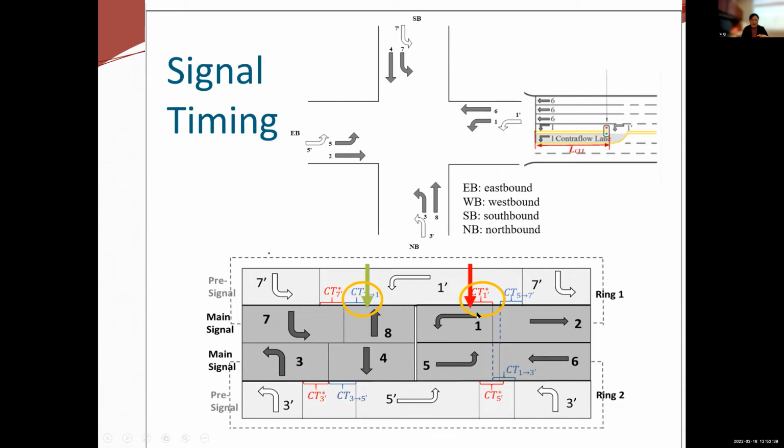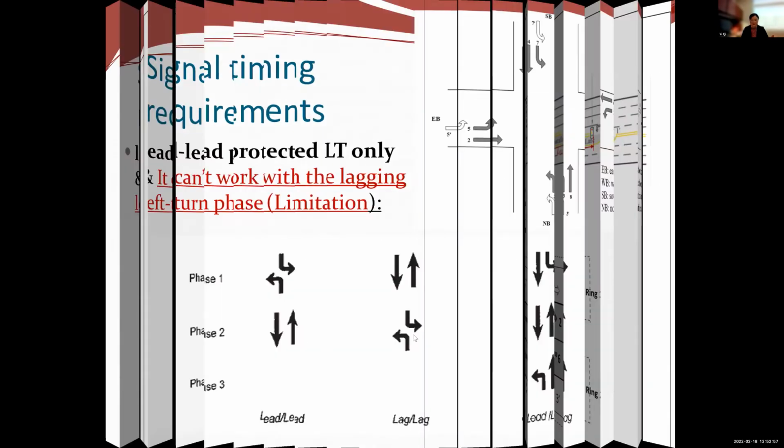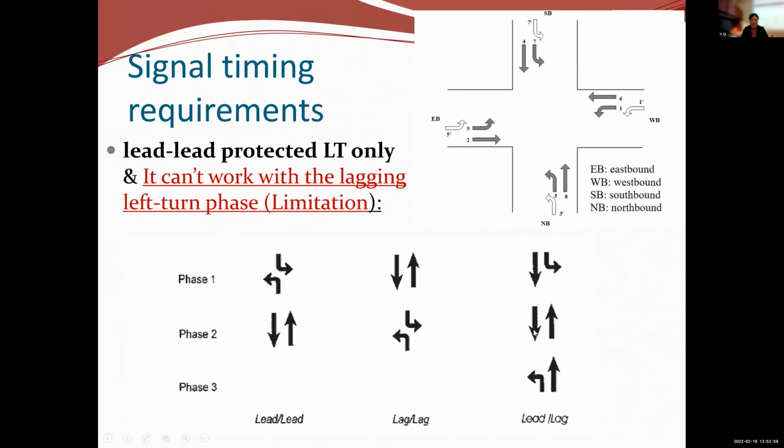Okay, so this is the signal timing design for this type of intersection. You can see the signal will work with this lead left-hand phase. So we always let left-hand move first. Okay, the reason why we only can use lead phase is, let me show you. So we have different phase sequences: lead, lag, and lead-lag. So this only can work with lead, not with lag, not with lead-lag.